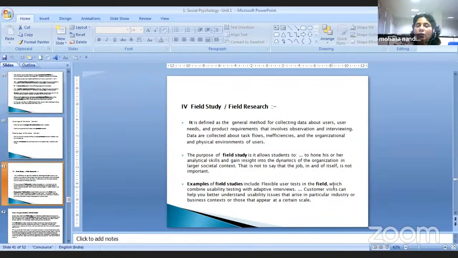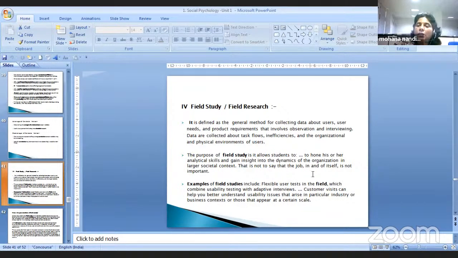Flexible user tests in the field, which combine usability testing with adaptive interviews. Customer visits can help you better understand usability issues that arise in a particular industry or business context. These things we can also see in a field study.